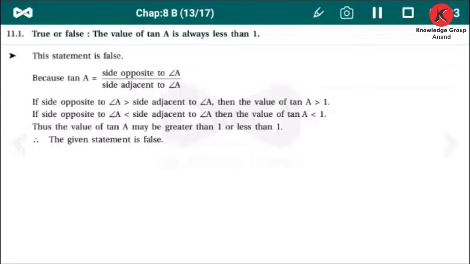Question number 11. True or false? Number 1. The value of tan A is always less than 1. This is false. Why false? Because tan A is equal to opposite upon adjacent.